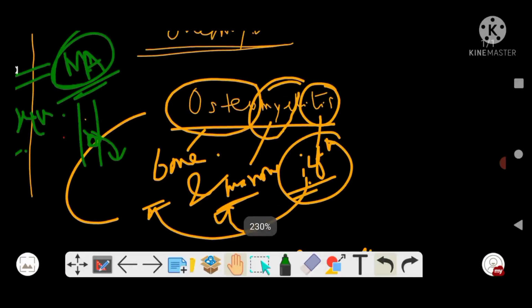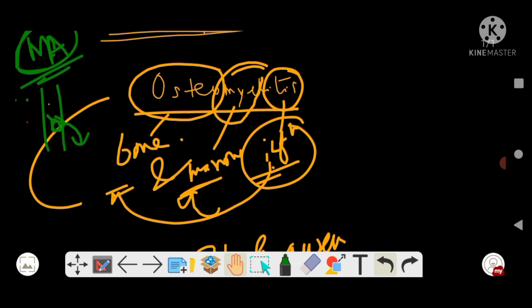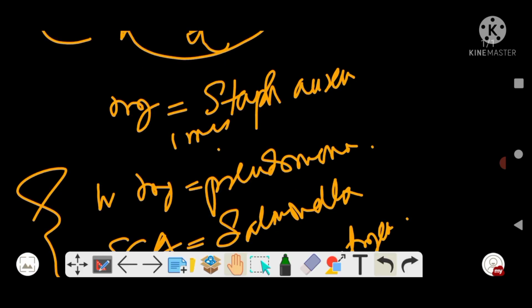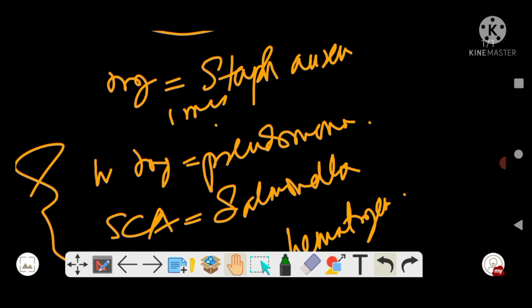So first we saw the osteomyelitis. Osteo is bone, myelo is marrow, itis means infection, so it is the infection of the bone and marrow. Now organism most commonly involved is your Staph aureus.